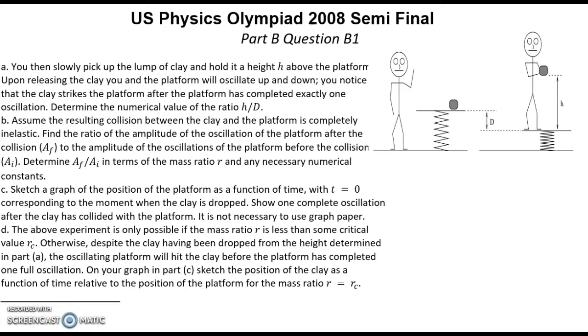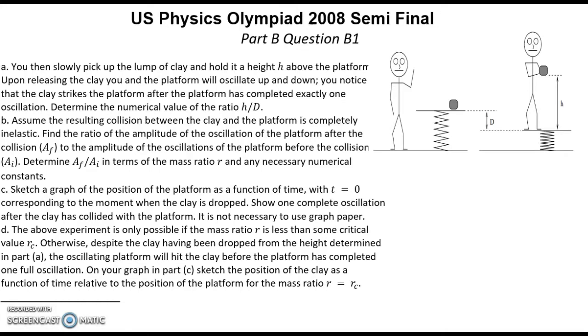B. Assume the resulting collision between the clay and the platform is completely inelastic. Find the ratio of the amplitude of the oscillation of the platform after the collision, AF, to the amplitude of the oscillations of the platform before the collision, AI. Determine the ratio AF over AI in terms of the mass ratio R and any necessary numerical constants.